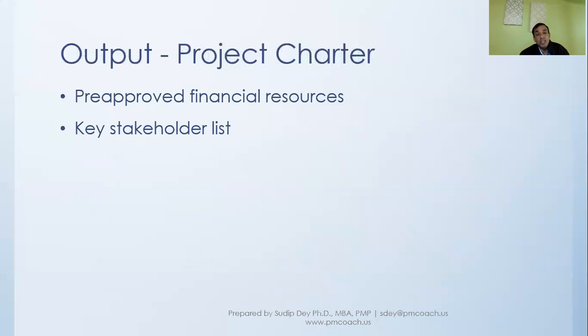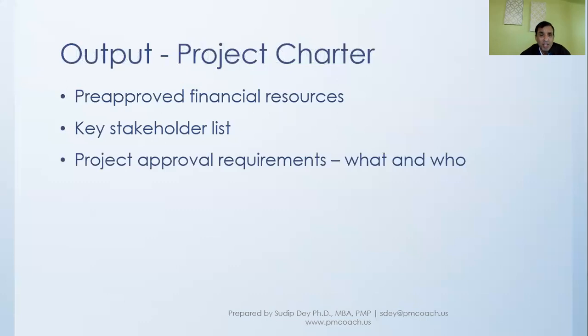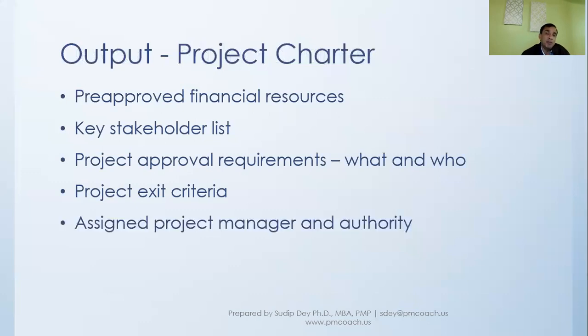Then the key stakeholders list, because you will be interacting and engaging with stakeholders all through the project, and the earlier you are able to capture who the stakeholders are, the better it is. In this project charter, because you'll be interacting with many of the stakeholders, you might as well list down who the key stakeholders are. Project approval requirements: what needs to be approved and who is going to approve? And what is the project exit criteria when the project is done? What are the criteria based on which it will be measured?